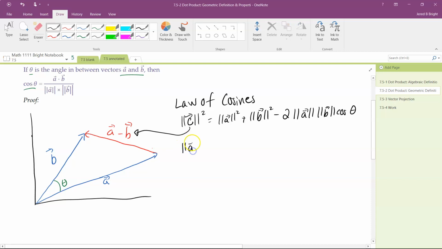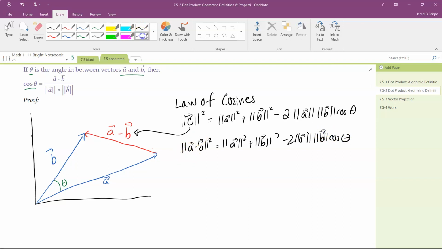So I know the length of a minus b, all squared, is equal to the length of a squared plus the length of b squared minus 2 times the length of a, the length of b, cosine of theta. Now I have to remember that this whole thing is the same as a minus b dotted with itself, a dot product with itself. I'm not going to write out the right side for time purposes.